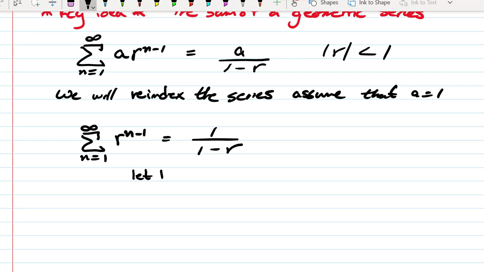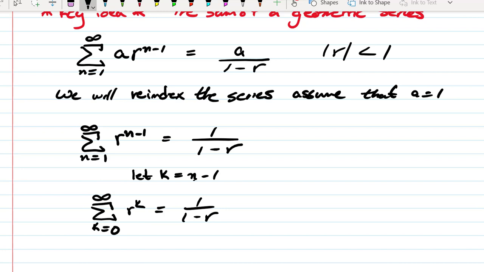going to let k equal n minus 1, and if we did that, then our series would look like this. So if we plug in our n, 1 minus 1 is 0, infinity minus 1 is still infinity, and if we replace n minus 1 with k, we just get r to the k. And that's actually not going to change the sum of the series. We just wrote it a little bit differently.